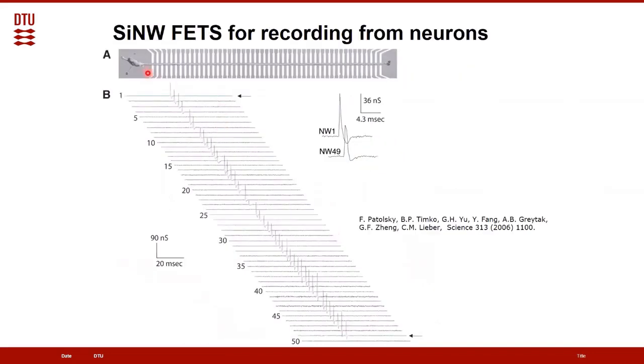Another interesting application comes from using arrays of nanowires to detect, for example, the signals, the depolarization of the neuron axon, and following it through the array of the nanowire.